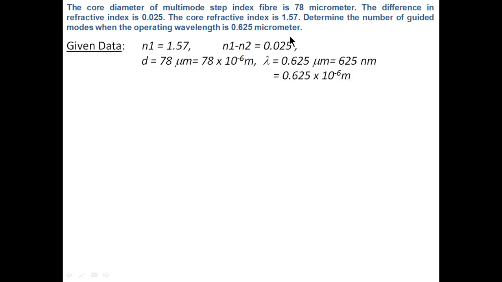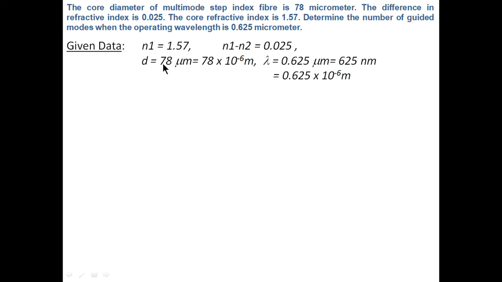Okay. Alright, in the given data, N1, the refractive index of the core, is 1.57, but N2 is not given. But N1 minus N2 is given. How do you know it is N1 minus N2, not N2 minus N1? It's quite obvious because N1 is always greater than N2 in the case of optical fiber, so that argument stands. So easily you can calculate N2. N2 will always be less than this, so that is very important. N1 minus N2 is equal to 0.025. The thickness, that is D, is given.